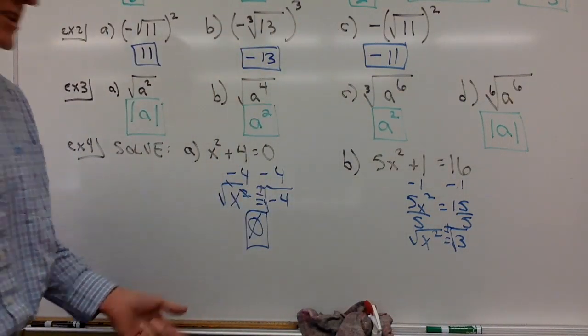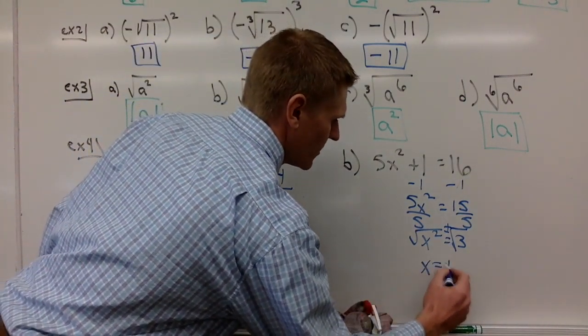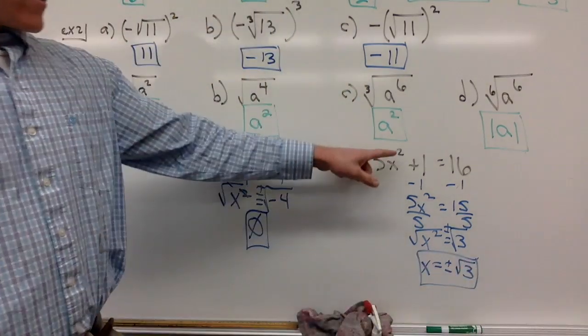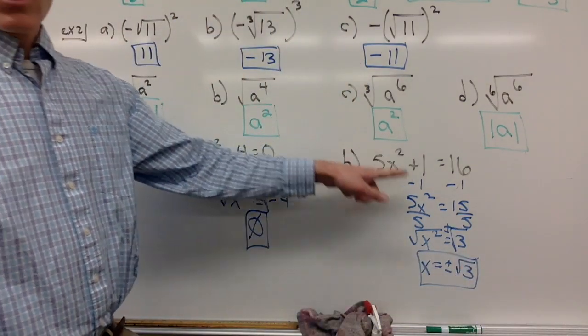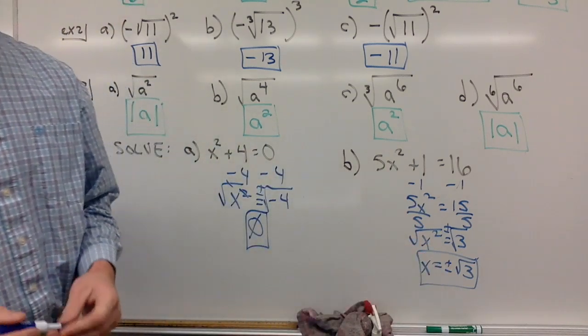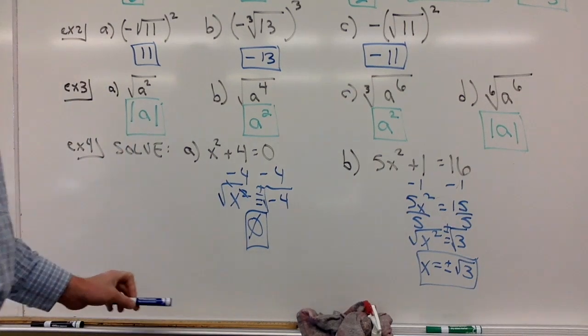That also helps us satisfy the fundamental theorem of algebra, which says we have to have the same number of answers as our highest exponent. Highest exponent of this equation was 2, and I have 2 answers, a positive square root of 3 and a negative square root of 3. So it's important to put that plus and minus in there when you're solving.